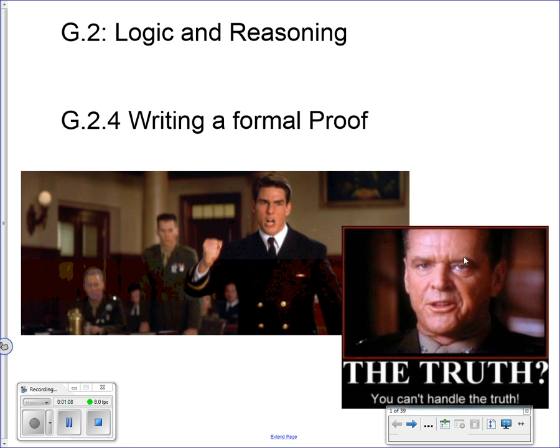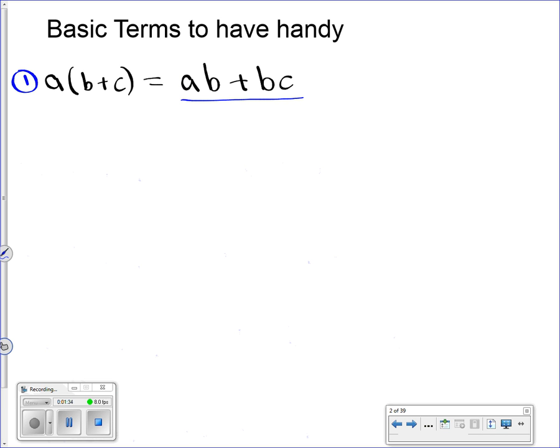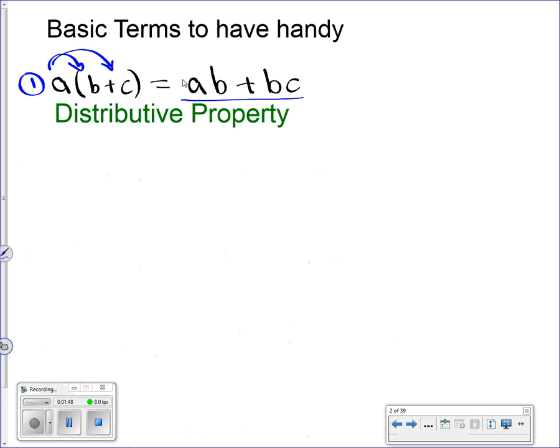Let's get started. As we go through this video, we're going to review some basic terms and conditions that you have had in previous classes. So, for instance, this thing. What this says is, if I take A and multiply it times the quantity B plus C, it's the same thing as if I just take A times B plus A times C. We take the A and distribute it through. The reason this statement is true, that I can take the left side and change it to look like the right side, is the distributive property.